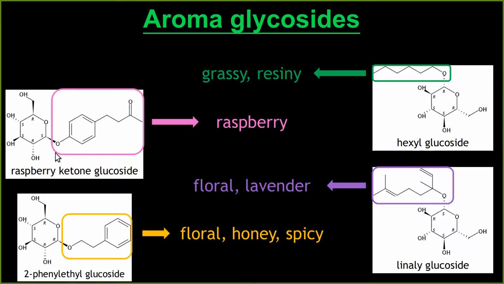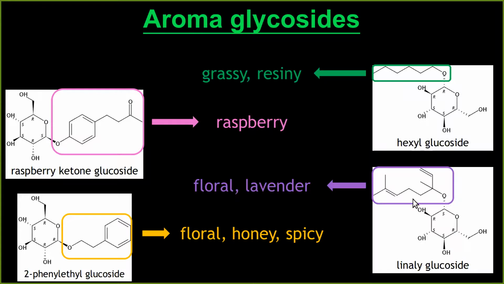In plants, these volatile compounds are often stored in their glycoside form for various reasons. One main reason is that the sugar makes this molecule more soluble in water, so it's easier to store and transport. Plants will often store these volatile and aromatic parts, which are often the bioactive part, whether in signaling or defense, bound to a sugar, and then they can release them on demand by cutting this bond.